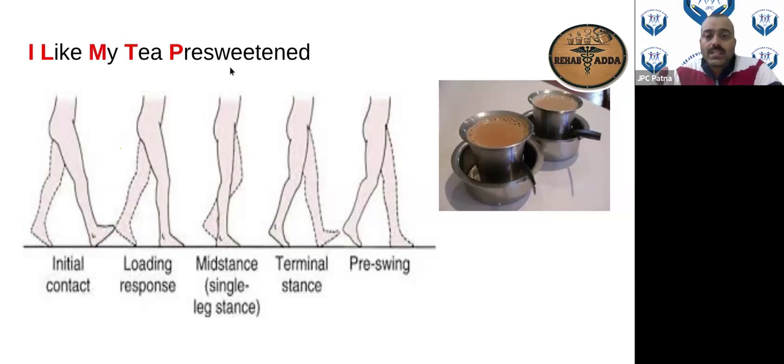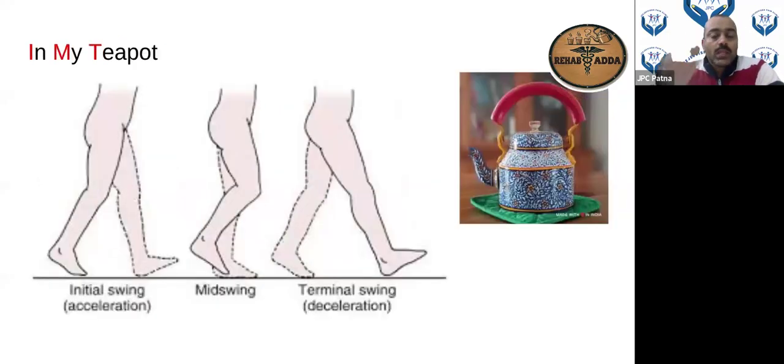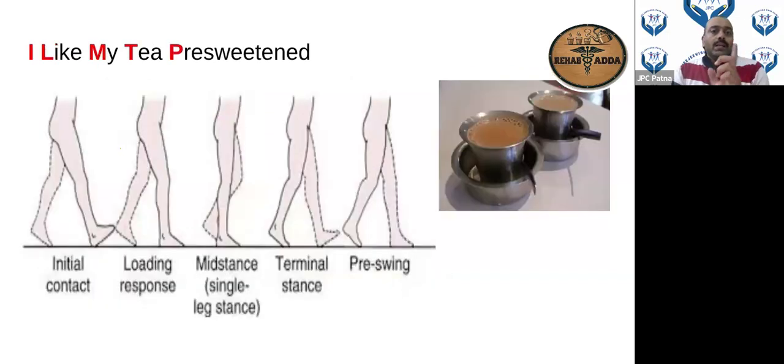It is a part of the stance phase. And what about the swing phase? In my teapot, I for initial swing, my mid swing, teapot, terminal swing is the teapot. So I like my tea pre-sweetened in my teapot is all the gait cycle.